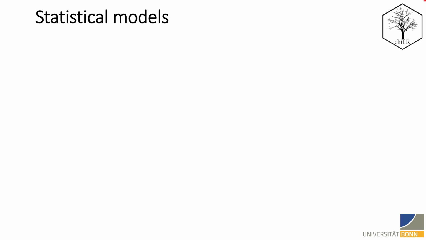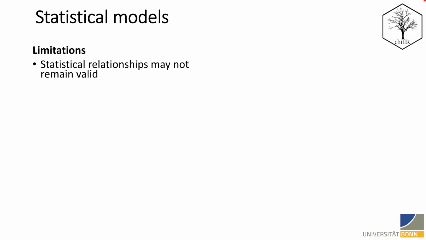Statistical models have some serious limitations, however. The statistical relationships may not remain valid. Just because something was correlated in the past doesn't necessarily mean it remains correlated in the future, especially if we've correlated something, for example, to temperatures that are lower than what we're expecting in the future. There's no guarantee that these relationships will hold then. We may also be overlooking important factors.